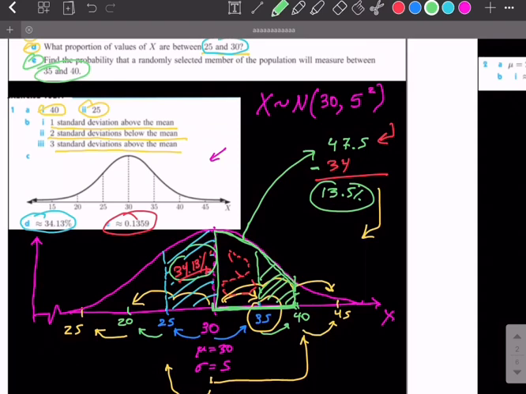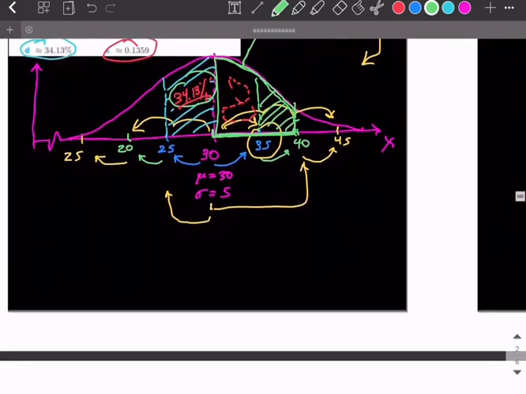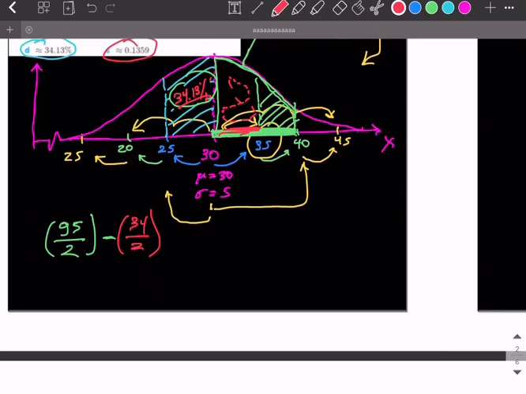So let me write it one more time here to see the calculation. What I did is to find this green area here, this whole thing here. I know that is half of 95, and I'm going to subtract this area here, which is half of 34. So I find the final answer of 13.5% or 0.135, and that's how you do this problem.